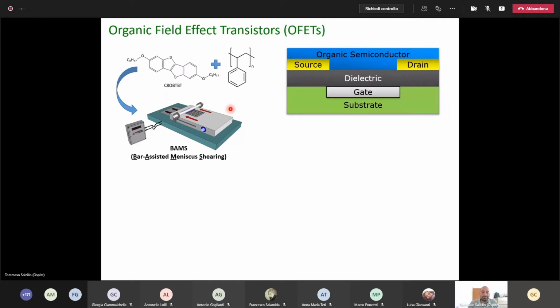So the result is a very thin layer. We are talking about 25 to 200 nanometers, by changing the speed of the shearing and even the temperature of the hot plate. And here we were using two different approaches. The first approach is making the film just using a pure solution of the semiconductor, and the second approach is using the solution of semiconductor blended with an insulating polymer, polystyrene in this case.